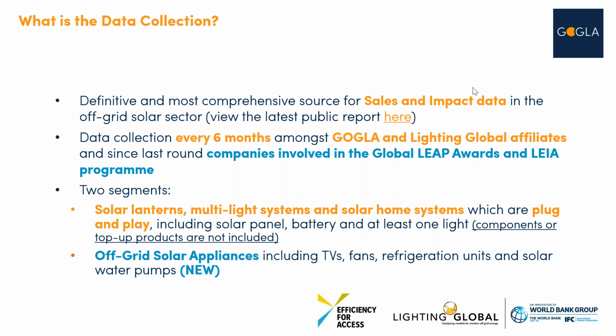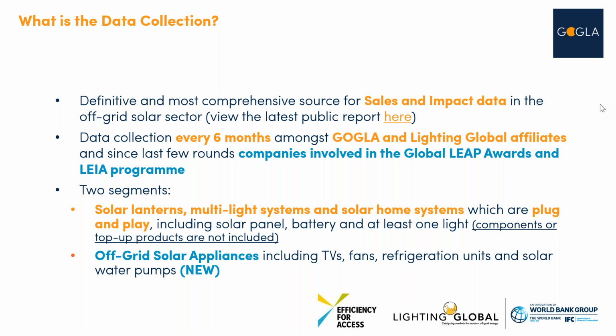Finally, just to go over the scope of the data collection, the data is collected for off-grid solar lighting products. This would be systems that include a solar panel, a battery, and at least one light point. This means that products which are sold just as components, for example, individual panels or batteries, individual lights, or mobile phone chargers, would not be included.